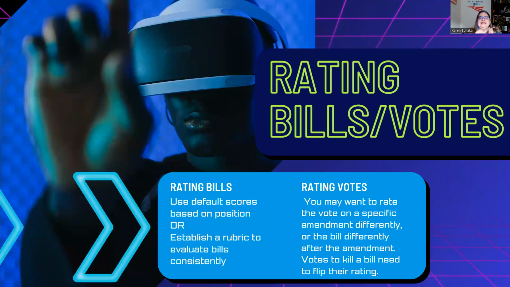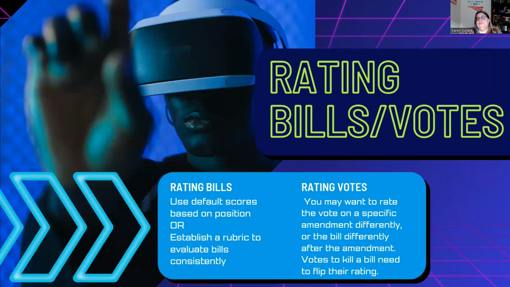Also, you might want to get down into the weeds and rate individual votes. So if a vote is on an amendment, maybe you feel differently about the amendment than you do about the bill. Maybe you think the amendment would have made the bill better, and so you want to give that a positive score, even though you didn't like the bill. Or maybe the vote was to kill the bill. And if it was a bill you liked, then you would want to rate that vote differently. So you can get all the way down into the weeds, which we will show you.